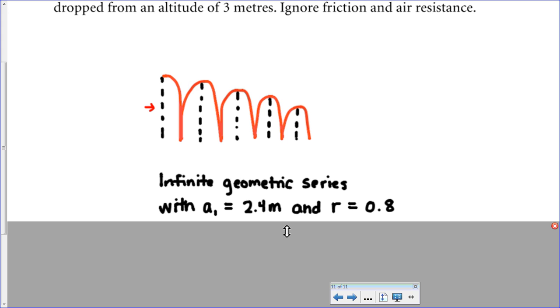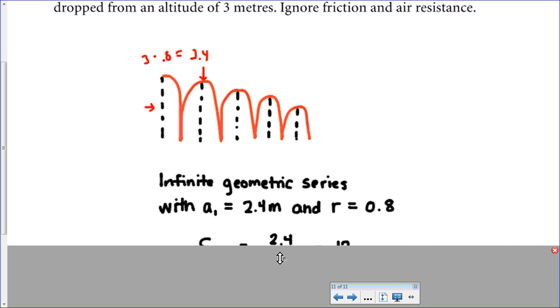Notice that I'm saying that the first term is 2.4 rather than 3, and that's because I'm going to not include the one that I have the arrow pointed at now. I'm going to not include that vertical distance, and I'm going to just add that on at the end. I'm going to start this sequence as if 2.4 is the first vertical height. That's because 3 times 80%, or times 0.8, is going to be that 2.4 meters. So that means our first vertical distance that we're counting in our geometric series is going to be 2.4. And then every other one after that is going to be applied the common ratio of 0.8.